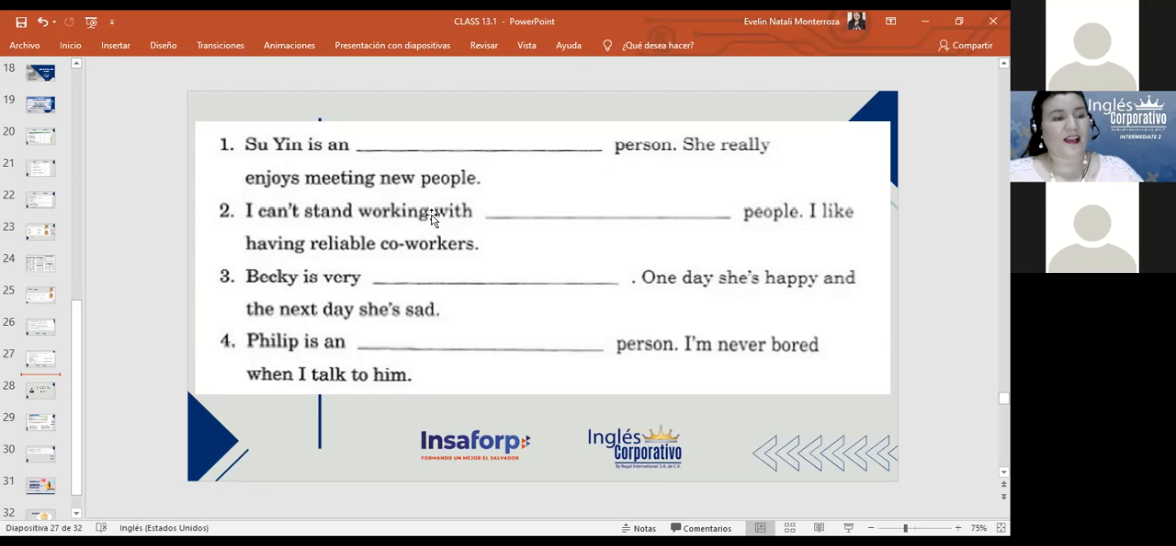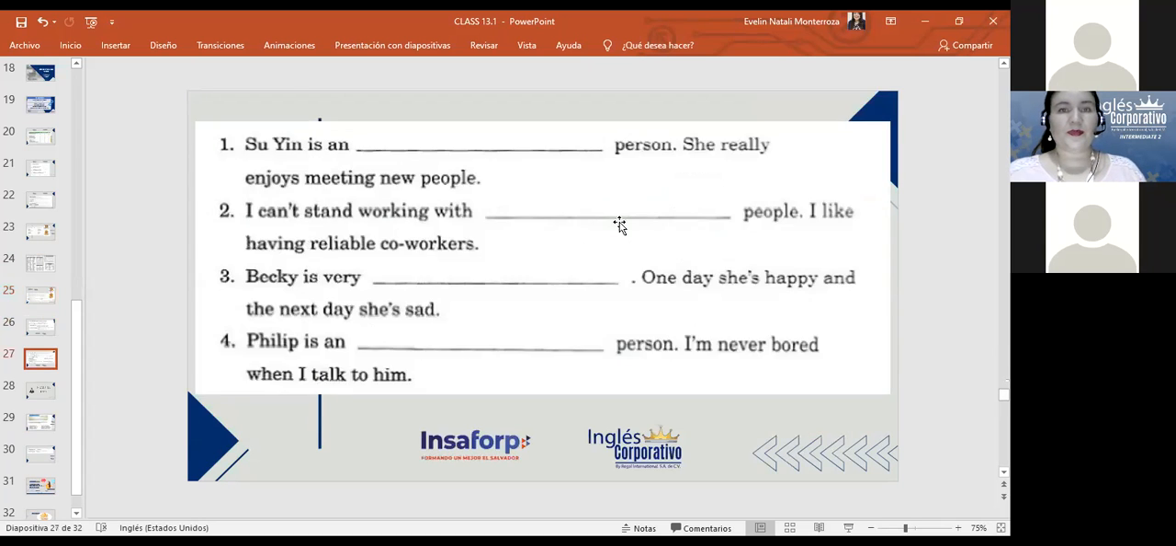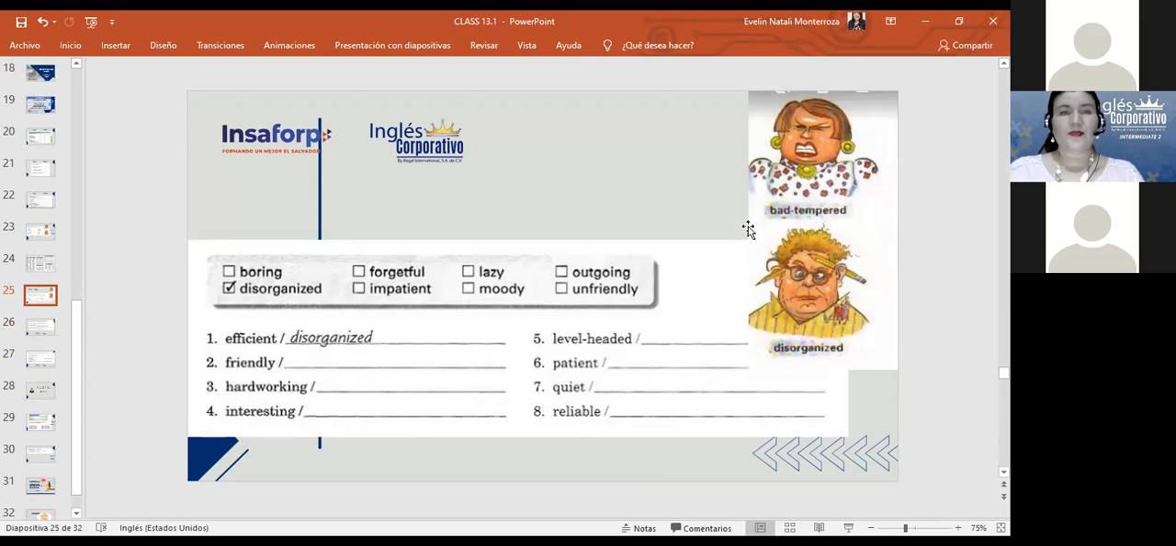The next one. I can't stand working with people in. I like having reliable co-workers. Me gusta tener trabajadores que sean confiables. Which one do you consider it's necessary here? So which one do you think? Forgetful, right? Forgetful. Very good.